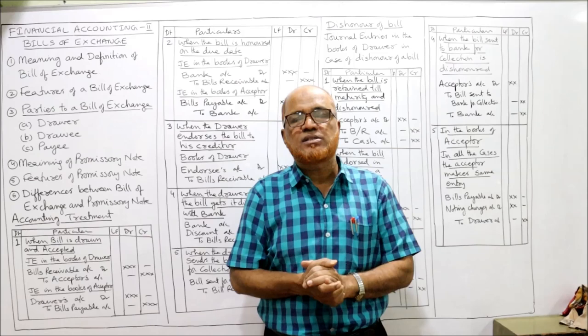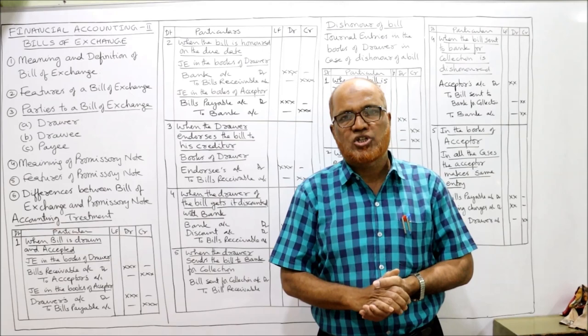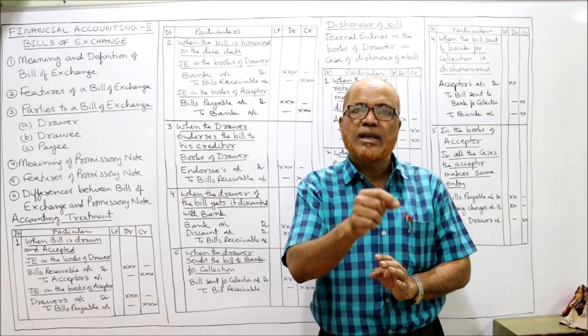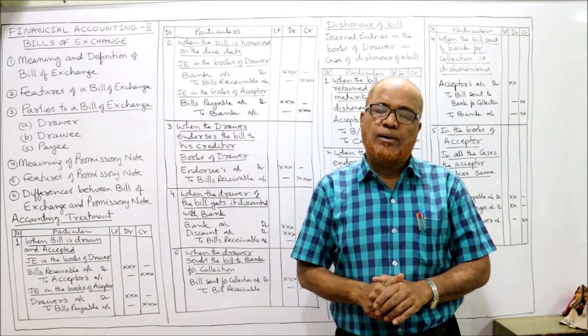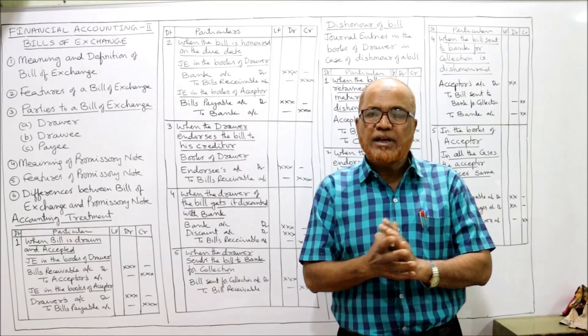Now we'll discuss the features. The first feature of this bill of exchange is it is an instrument. Instrument means it's a document. It's a written document. That's why it is called an instrument. It's an instrument in writing containing an unconditional order. Now the second feature in this document is that there must be an order. Third, the order must be unconditional. It should be directed to pay a certain sum of money.